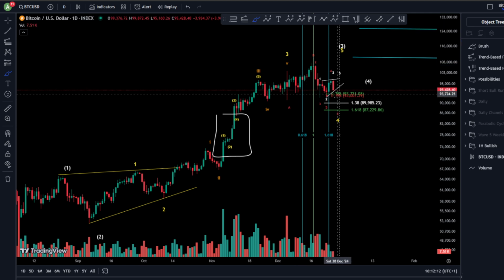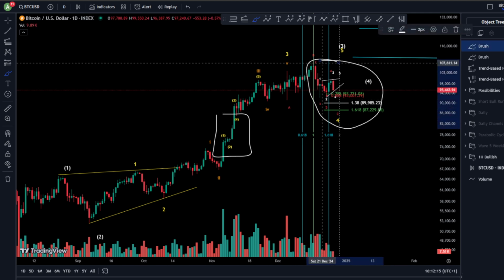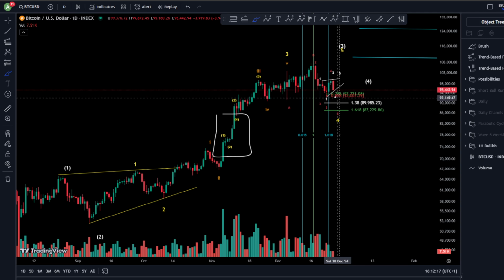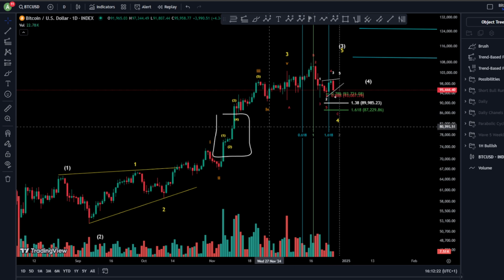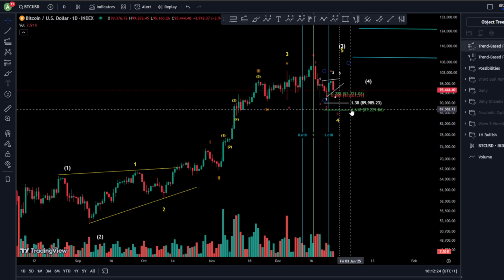Of course, we have to reanalyze how this is gonna unfold, but the things are not very, very easy in case we break this 87,000. So it's very, very important to watch this.